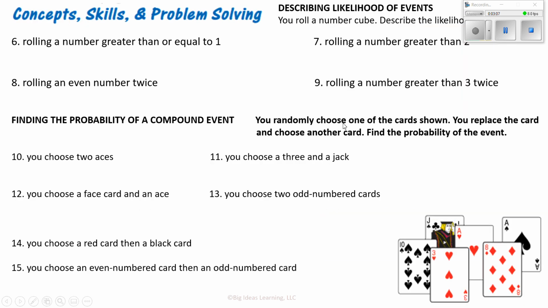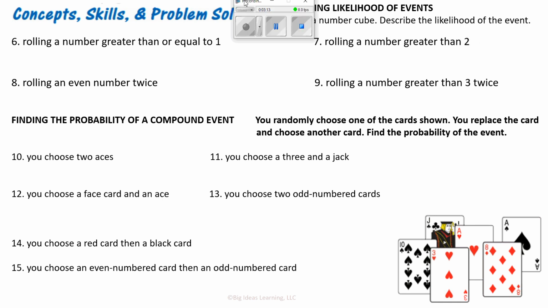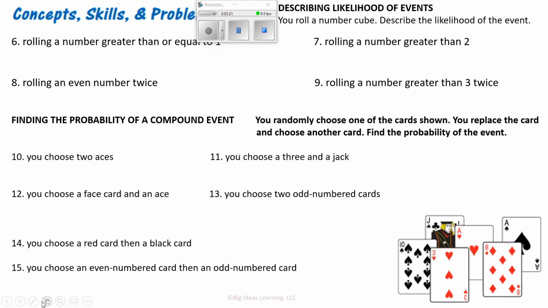All right. Let's go to number 7. It says, you roll a number cube, describe the likelihood of the event, rolling a number greater than 2. Well, there's 3, 4, 5, and 6 that these numbers can be. And that would make 4 numbers out of 6, which is equal to 2/3.